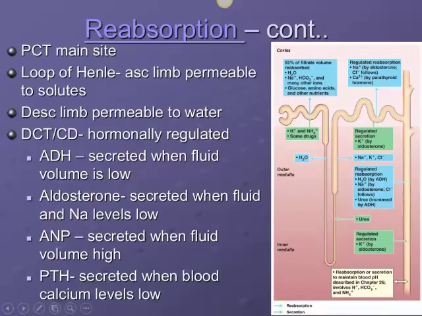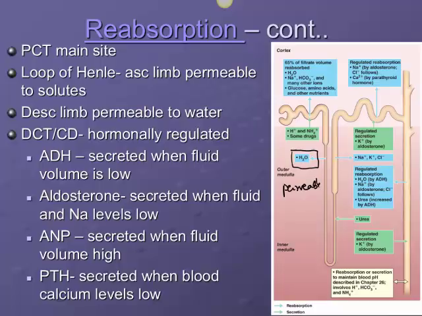So let's take a look at reabsorption. First is the proximal convoluted tubule, the main site, as I told you. When we look at this loop of Henle, there you can see there are two limbs, and they act a bit differently. It's important for you to remember the difference between these two. The descending limb of the loop of Henle, as you can see here, water is passing out. That means it's being reabsorbed. So the descending limb of the loop of Henle is permeable to water.